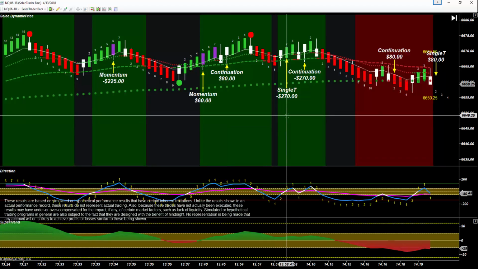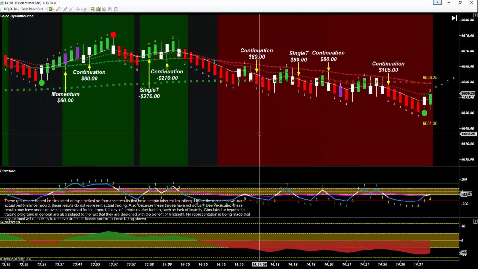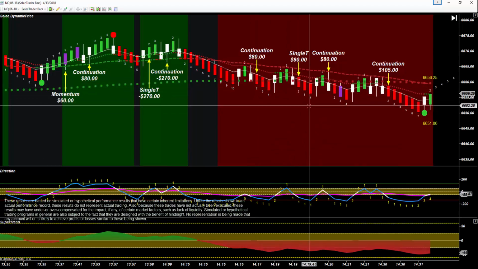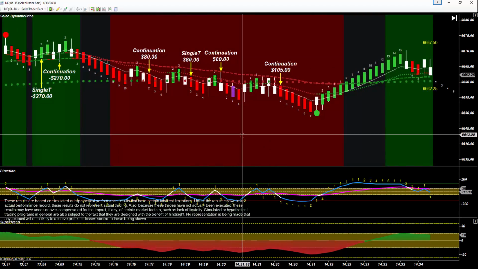We have a single T long that does get stopped out, but we can adjust our stop from 22 to 18 ticks. And we can do the same with this continuation as well, since the market moves 4 ticks in our favor before getting stopped out. We have a continuation short at 1417 past the 200, but it does hit profit target, followed by a single T for profit target, and then a continuation for profit target.